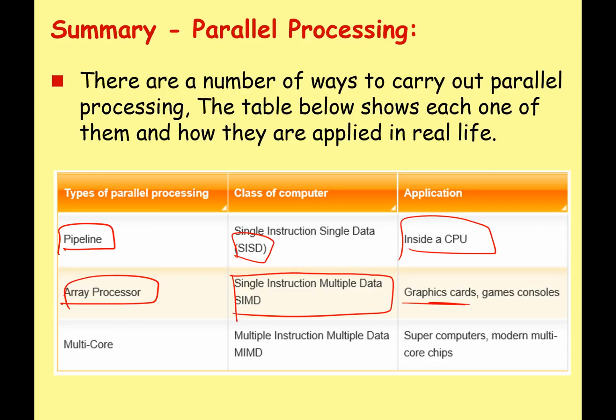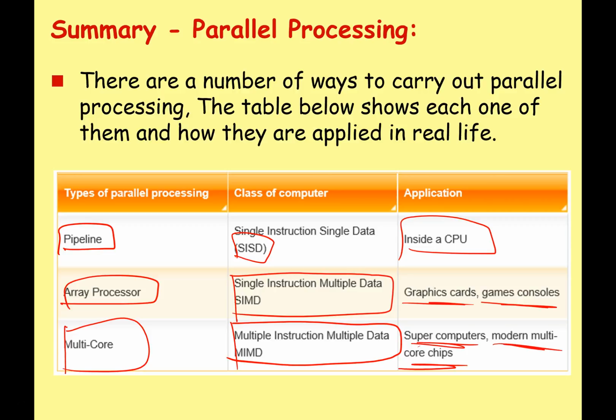We usually find that in graphics cards and games consoles. And we've got multicore systems, which are MIMD, or multiple instruction, multiple data. You can find those certainly in supercomputers, but also in modern multi-core chips that we find in every computer we use nowadays.